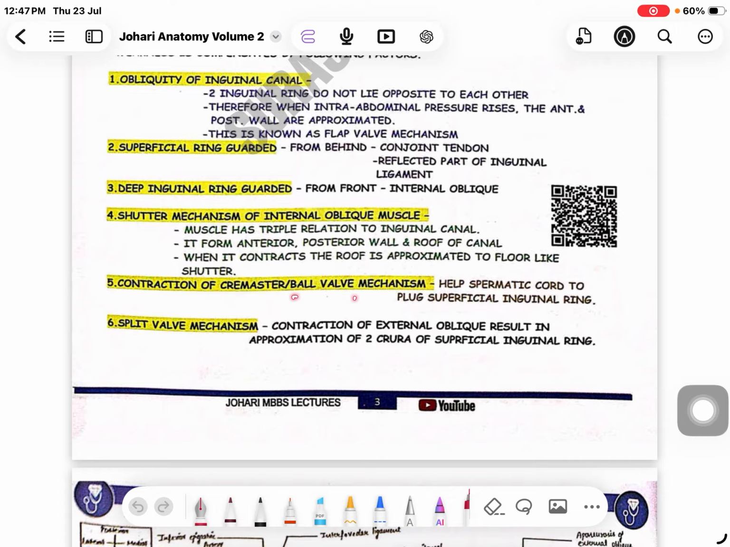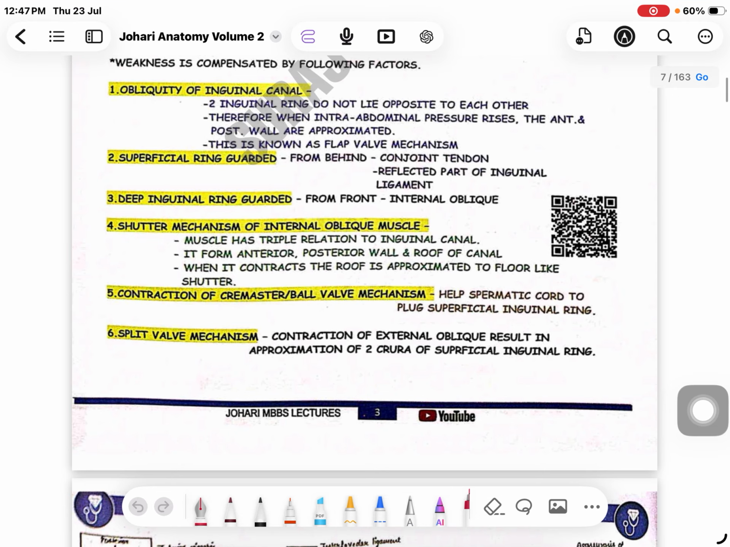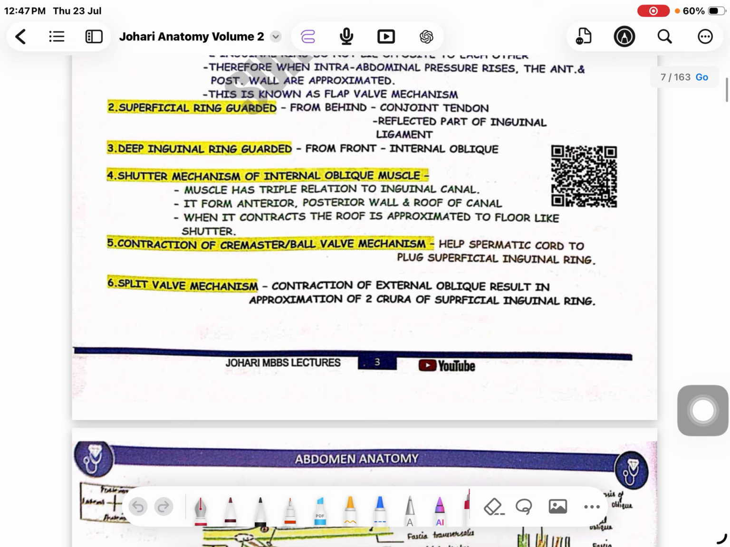Contraction of cremastric ball wall mechanism helps the spermatic cord to plug the superficial inguinal ring. So there is contraction of the cremaster and this is also called ball wall. That was called flap wall mechanism because of the obliquity, and here, due to contraction of the cremaster, we have ball wall mechanism. The spermatic cord plugs the superficial inguinal ring. This superficial inguinal ring can be plugged. This is called ball wall mechanism.